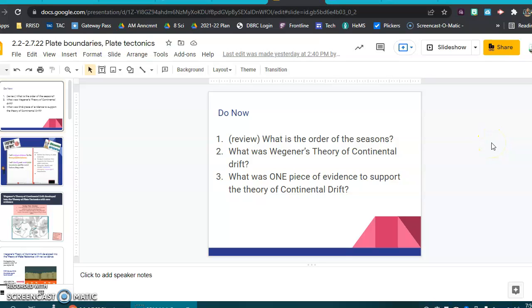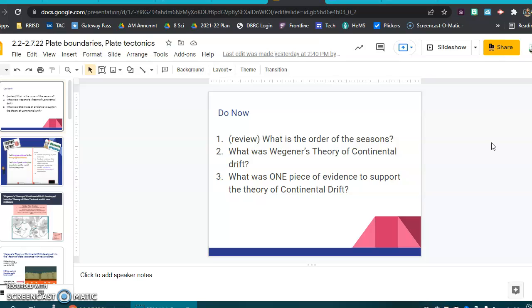Good morning. It is Groundhog Day, as well as February 7th, 2022. We kind of had that break. So we started on Groundhog Day, had a four-day weekend where we kind of got our own Groundhog Day on Monday the 7th. So here's our do now.